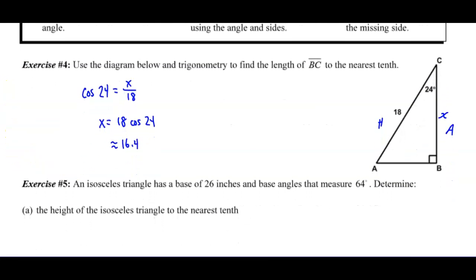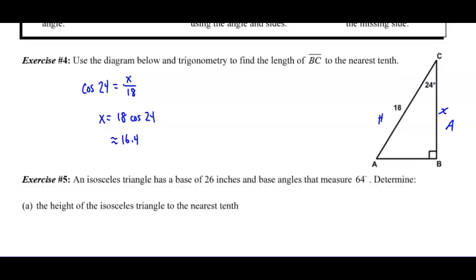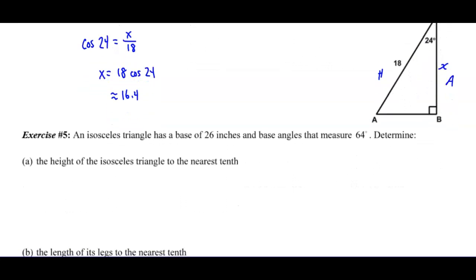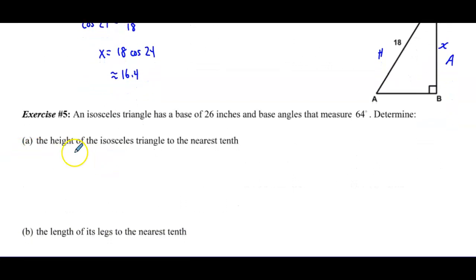Exercise 5: an isosceles triangle has a base of 26 inches and base angles that measure 64 degrees. Measure the height of the isosceles triangle. Okay, so let's do this. Let's draw an isosceles triangle.